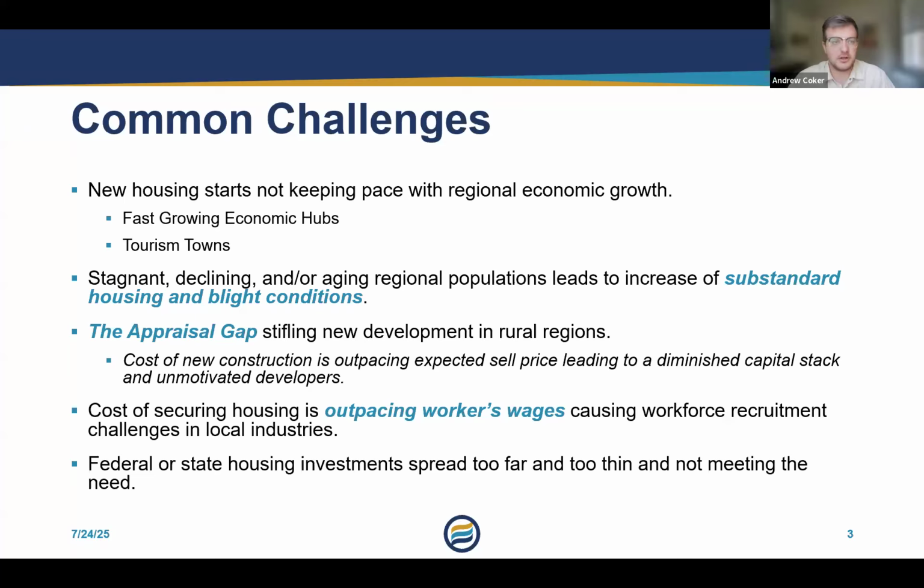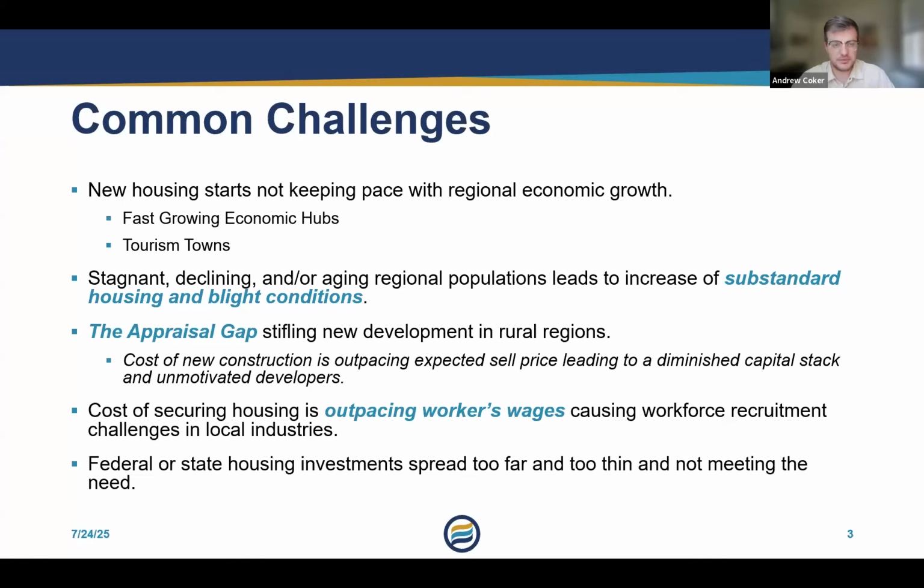In rural regions, a new three-bedroom, two-bath house, traditionally called a starter house, would be priced anywhere from $120,000 to $180,000. That new construction just really can't happen for that price. So the capital stack isn't there. Developers aren't willing to come in for that price. We're seeing that a lot in rural regions, which is a very, very big problem.